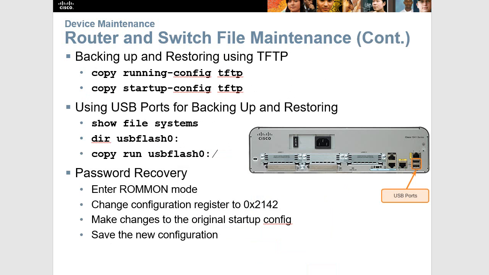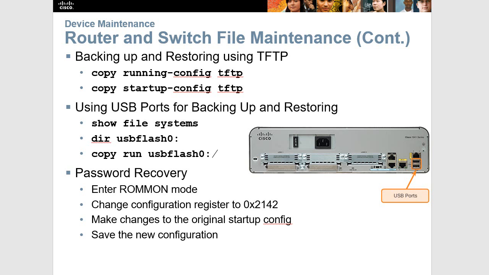So Notepad may not be the best way to copy your running config. You have some other techniques such as your TFTP server and your USB flash drive. So all you have to do is copy running config to TFTP, or copy startup config to TFTP. When you do that, it's going to ask you for the IP address of your TFTP server, and you'll type that in, and it'll send it right over.